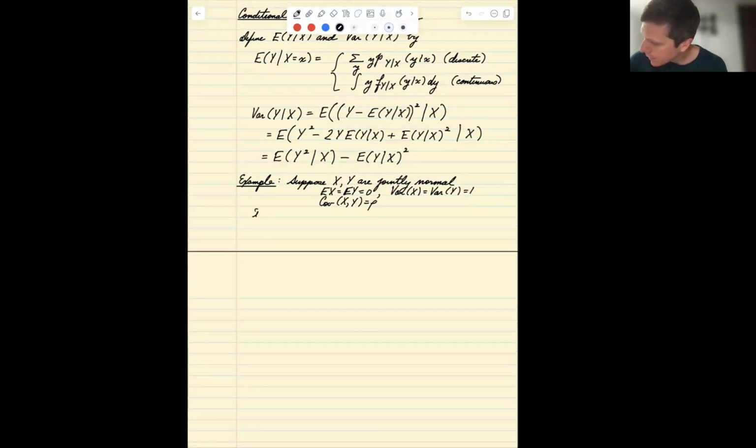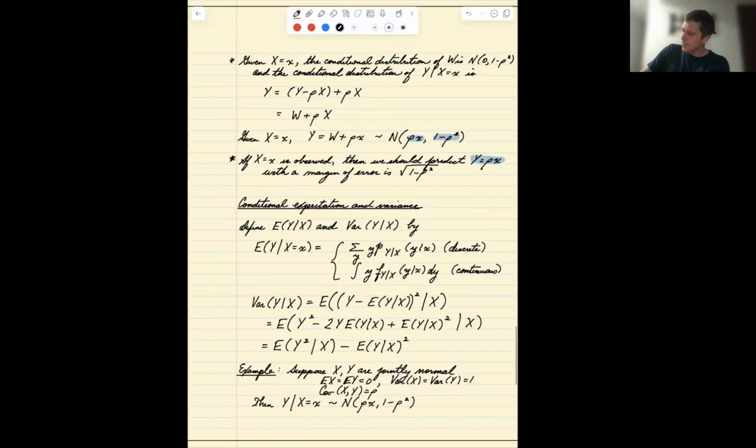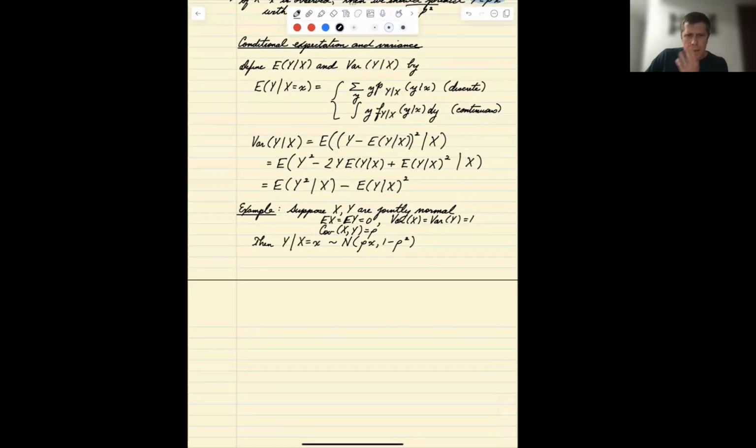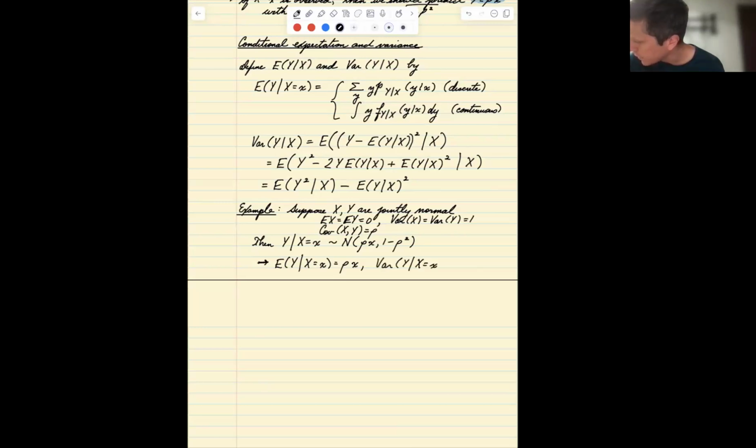Then we've shown above that the conditional distribution of y given x is normal with mean rho x and variance 1 minus rho squared. And so this tells us that the conditional expectation of y given x equals x is rho x. The conditional variance of y given x equals x is 1 minus rho squared. So actually the conditional variance doesn't change with the value of x.